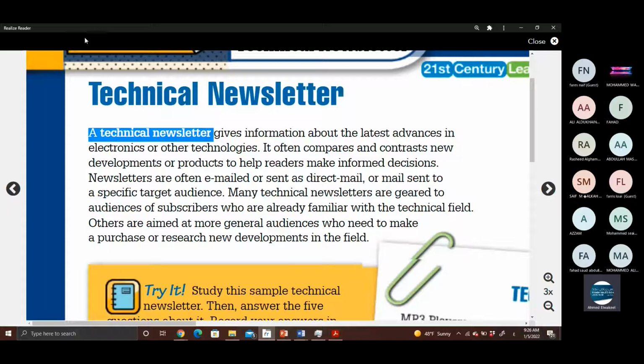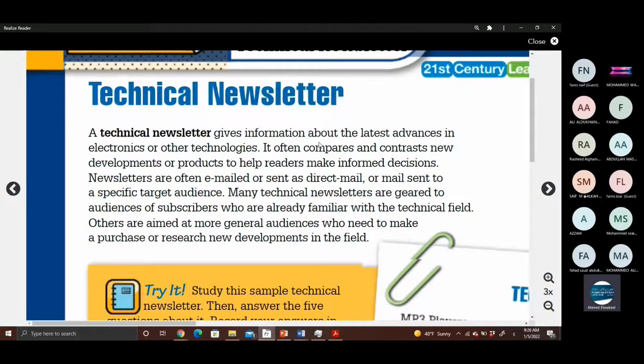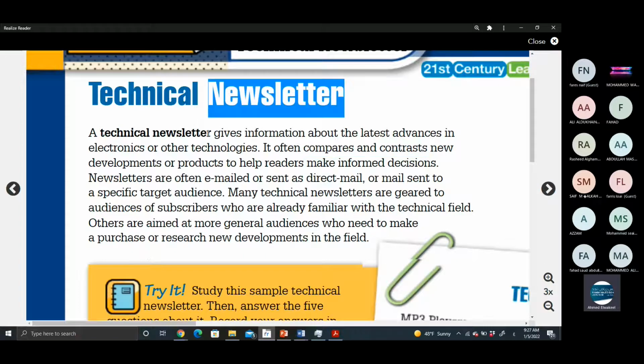So simply, guys, when we speak about the technical newsletter, we're speaking about making a compare and contrast letter about some new devices. For example, I want to buy a new phone, and right now I don't know whether to buy iPhone 12 or iPhone 13. And I ask your advice, and I tell you, please, guys, advise me. What's best to buy? Shall I buy iPhone 12 or iPhone 13? So right now you're gonna send me a technical newsletter.